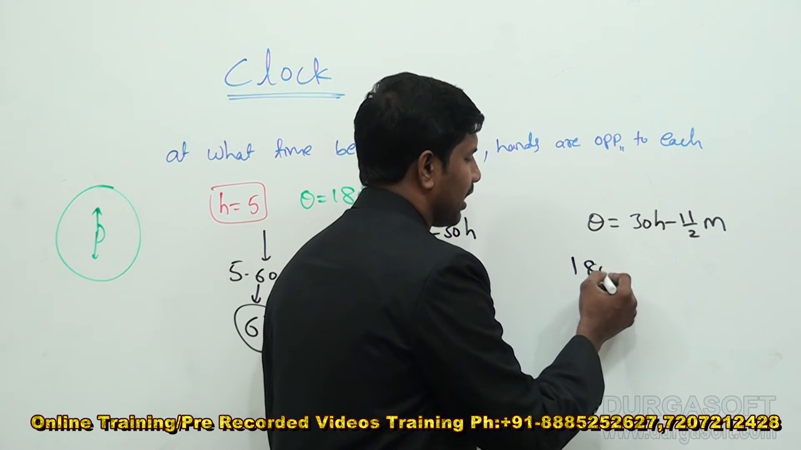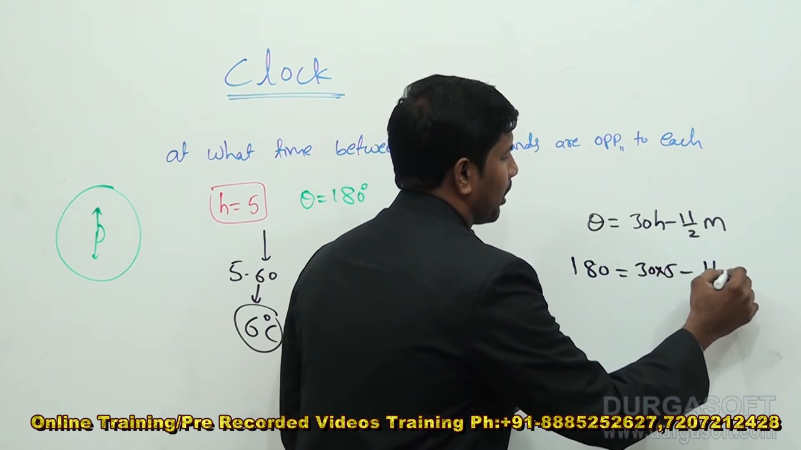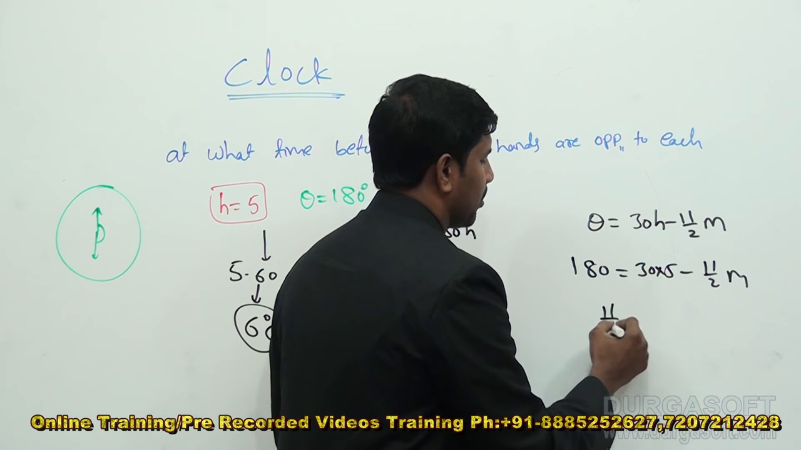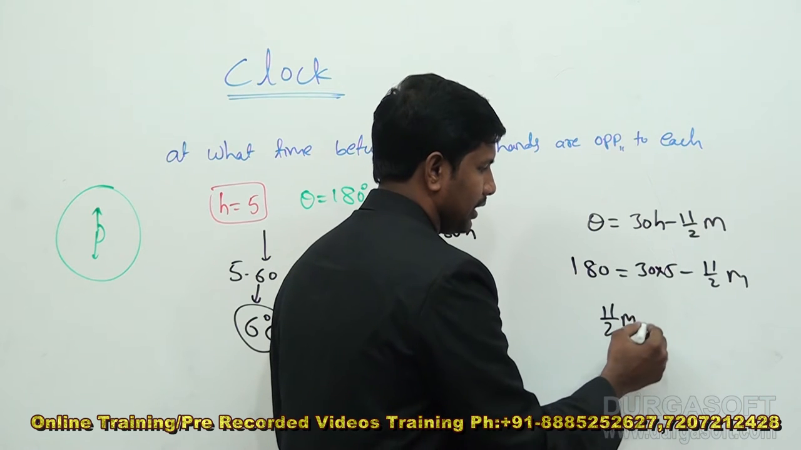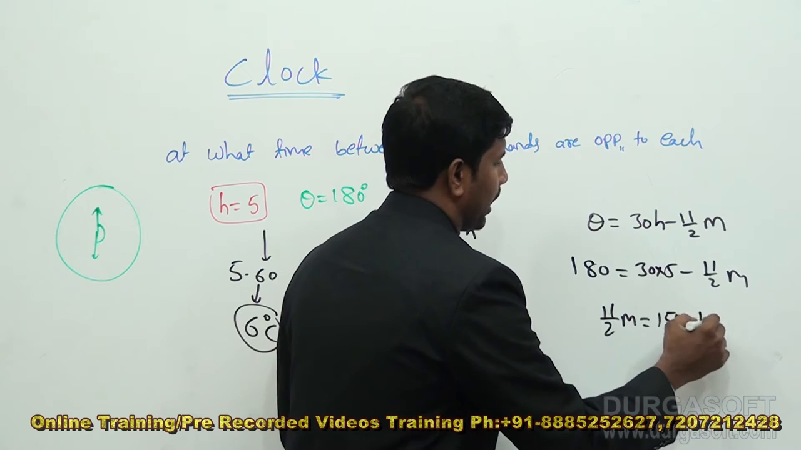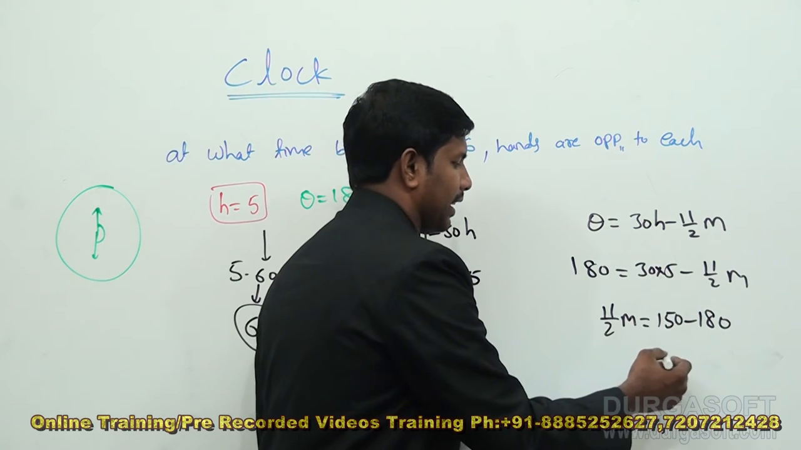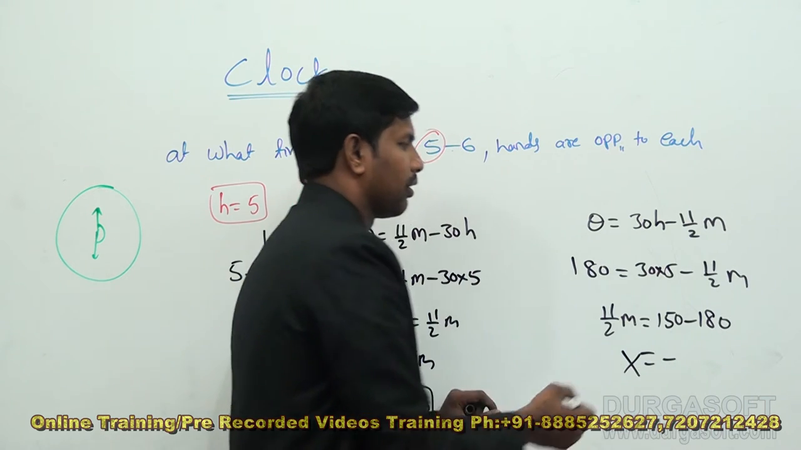Now let's go for this case. 180 is equal to 30 into 5 minus 11 by 2 m. Now if I take 11 by 2 m is equal to 150 minus 180, what it indicates is that it is negative, so it is also not possible.